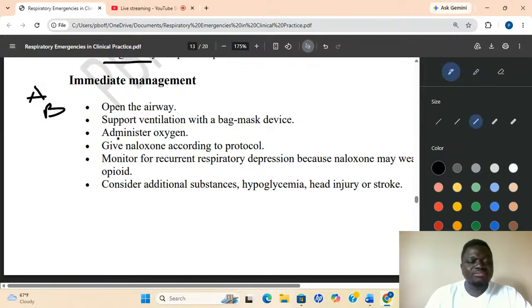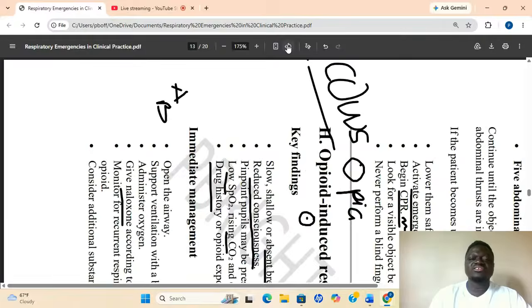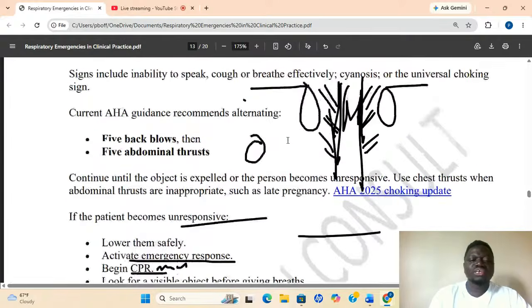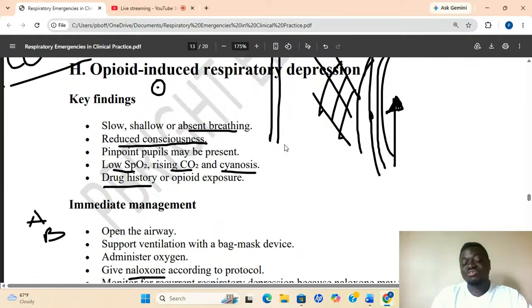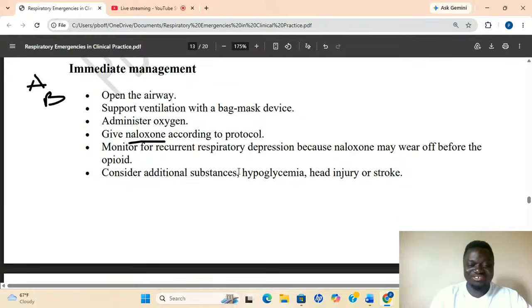And administer your oxygen. You give your reverser, naloxone, very important. Then monitor for recurrent respiratory depression because naloxone may wear off before the opioid. Take note. So when you give your naloxone, the opioid will go and stand at one corner and be watching it, some of them, depending on how intoxicated and severe the condition is.